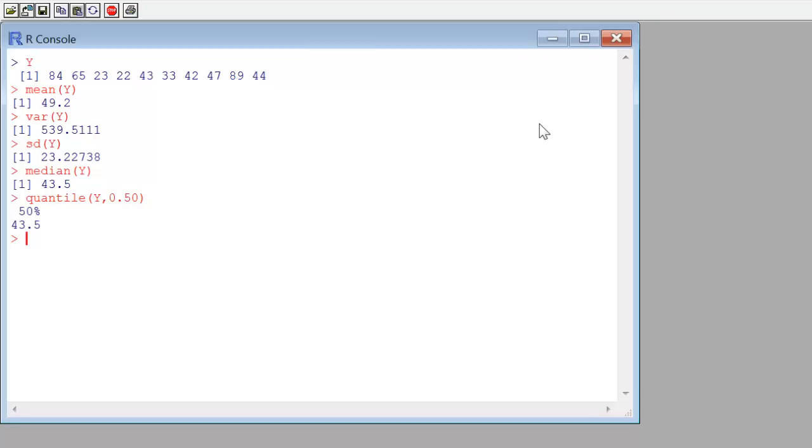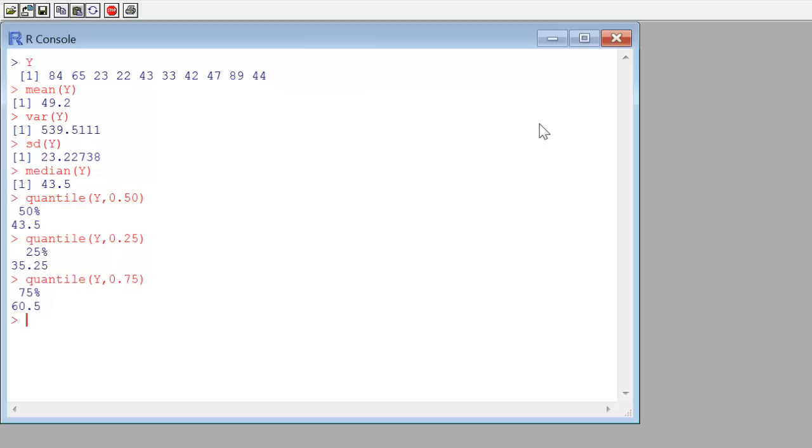Let's get those. Quantile on the y, and I'm going to put 0.25, and this gives me the first quartile. If I want the third quartile or the 75th percentile, quantile y comma 0.75, and there we go, 60.5 is the third quartile.